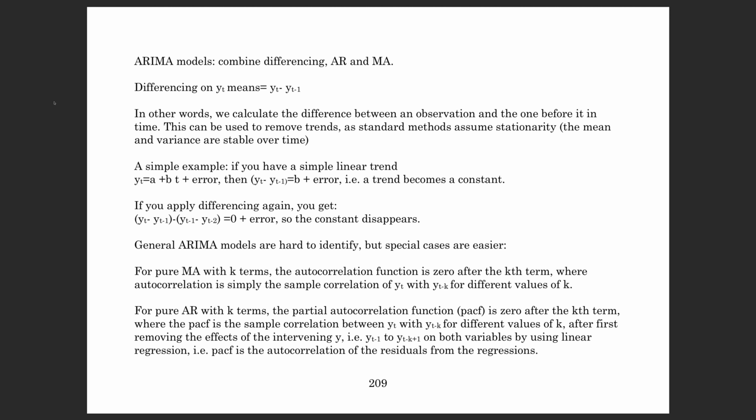Now we don't have to do all those calculations. The statistical package will do this for us, and it will plot both the autocorrelation function and the partial autocorrelation function, so we can try to identify whether there is a pattern.